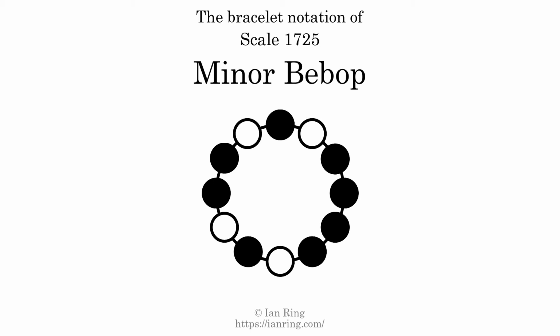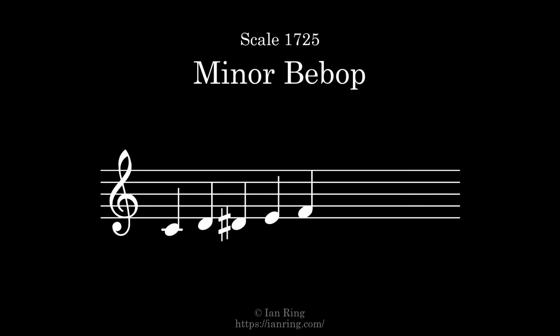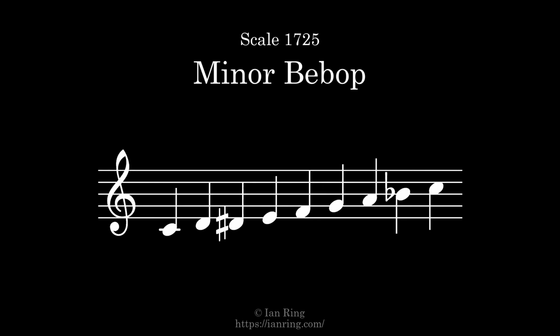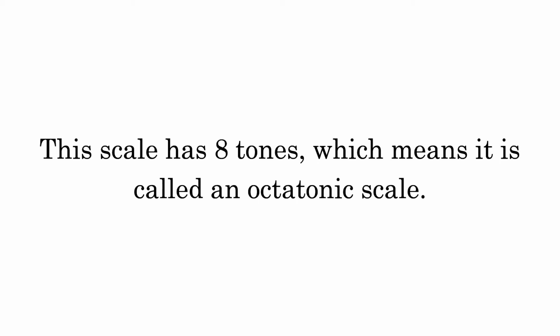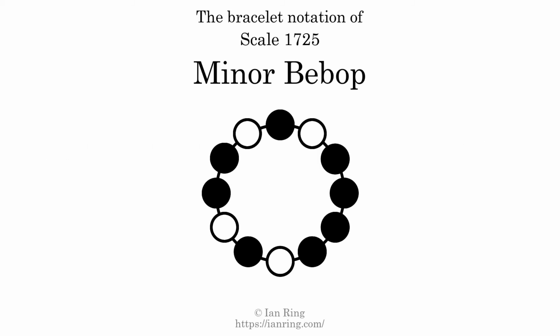1725, minor bebop, which sounds like this. This scale has 8 tones, which means it is called an octatonic scale. This is a bracelet notation diagram of scale 1725. The shaded circles represent tones that appear in the scale, and they are read clockwise, starting at the top.